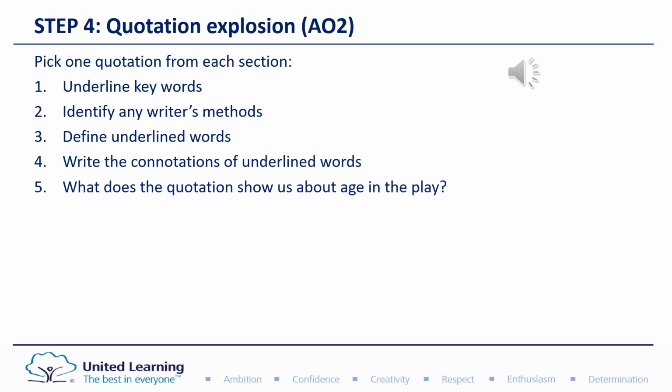So that's our AO2, identifying writers' methods and analysing how writers' methods help support our overall idea. So I want you now to take some of that key evidence that we've selected. I want you to underline any key words, identify any writers' methods in that evidence, define the underlined words, write any connotations of those underlined words and what the quotation helps to show us about age in the play.